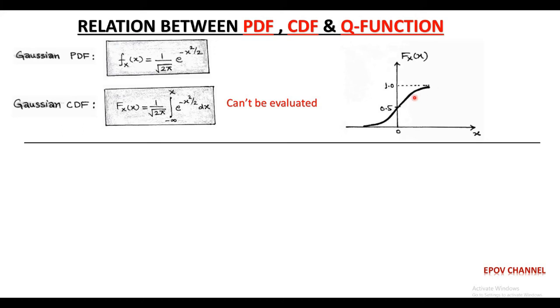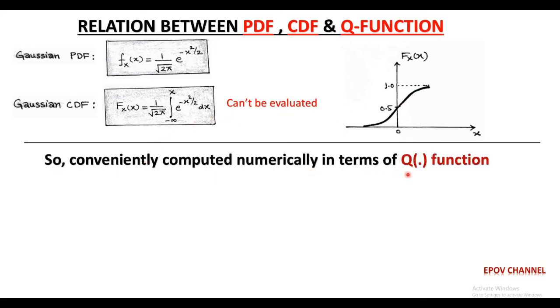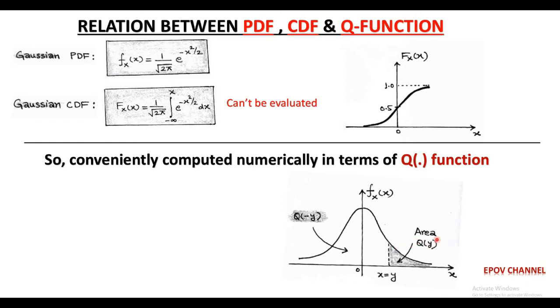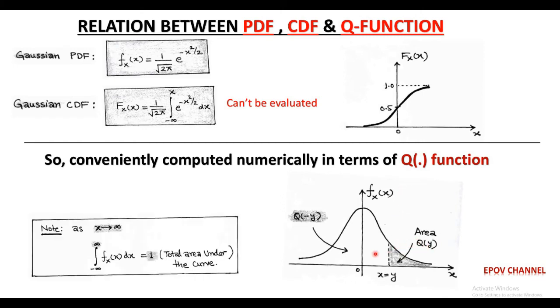For this observation, we introduce a new function that is called the Q function. This Q function can be easily computed and gives a numerical value. So the Gaussian CDF can be evaluated in terms of the Q function, which is equal to the area under the positive tail of the Gaussian PDF. Now, according to the property of the Gaussian PDF, the total area under the Gaussian PDF curve is unity. So the remaining area other than Q function is denoted by Q of minus y, and it is simply equal to 1 minus Q of y.